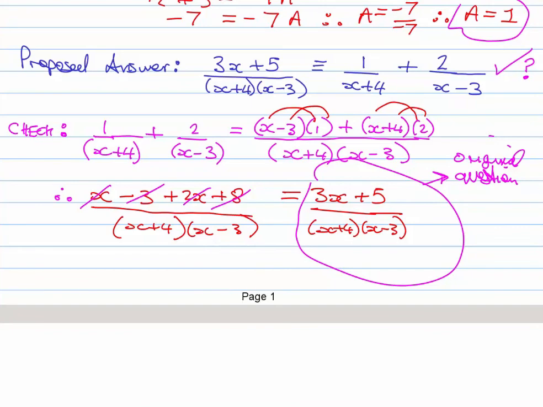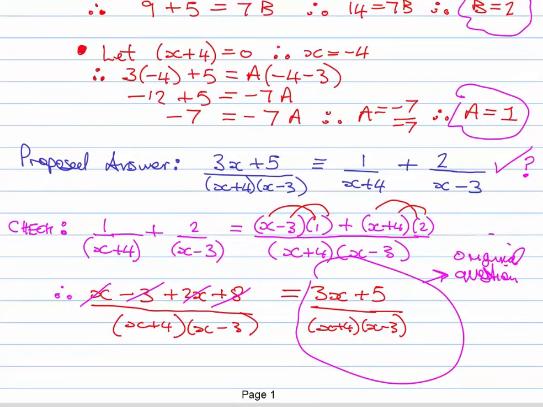Which of course means that our proposed answer is indeed correct. And there it was there, complete with a check.